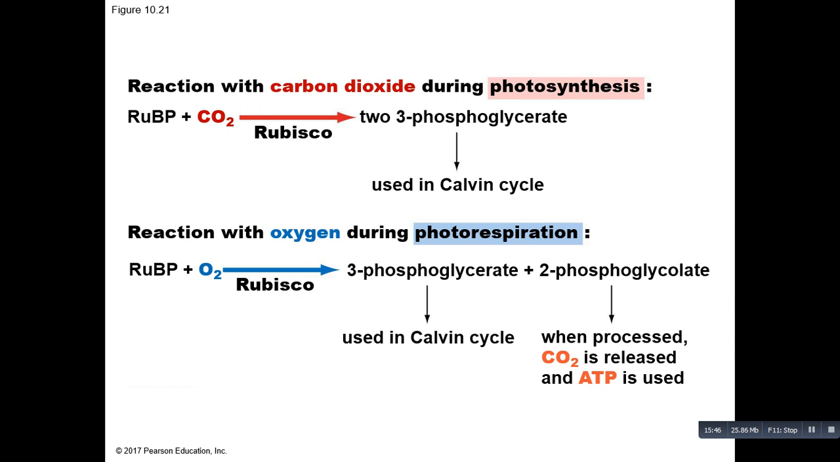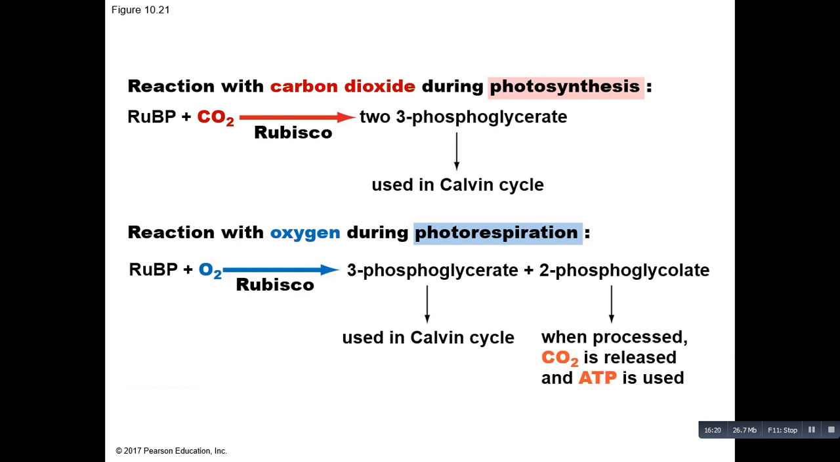We're going to get two 3-phosphoglycerate out of this. When our RuBP reacts with oxygen, we're going to get the 3-phosphoglycerate, but we're also going to get a 2-phosphoglycerate. And when that is processed, CO2 is released and ATP is used, which essentially undoes photosynthesis. But again, this has a benefit for the plant.